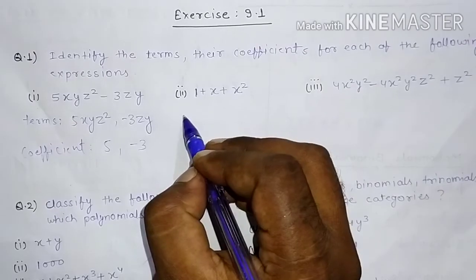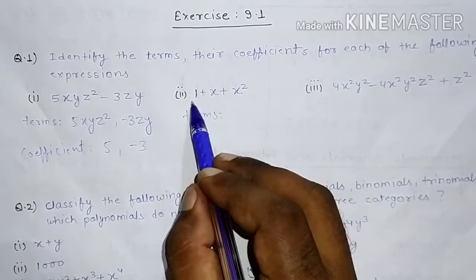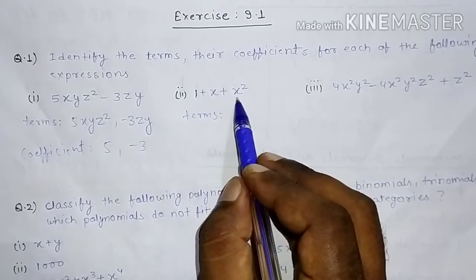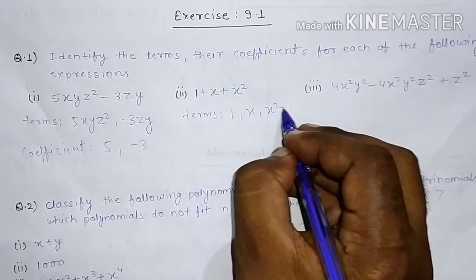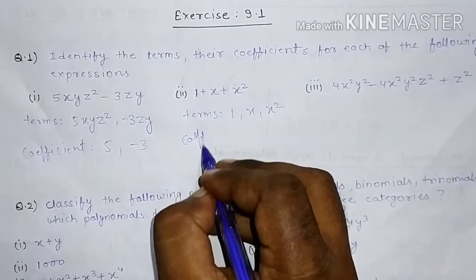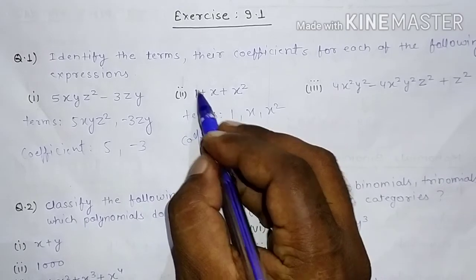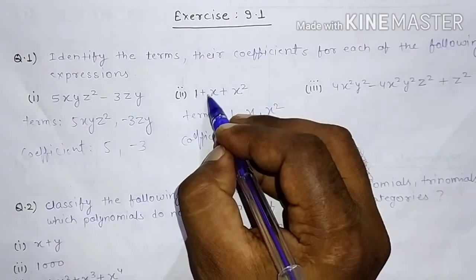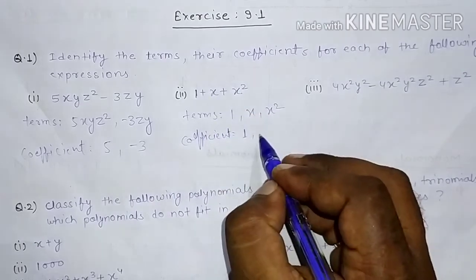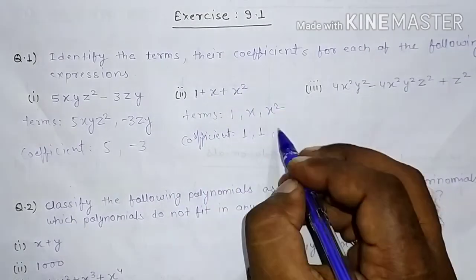Similarly, second question: there are three terms. The first term is 1, the second is x, and the third is x square. So the terms are 1, x, and x square. And what is the coefficient? The coefficient of 1 is 1. The coefficient of x is also 1. And the coefficient of x square is also 1.